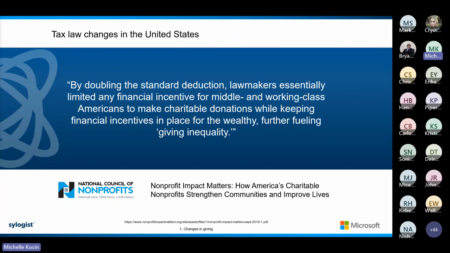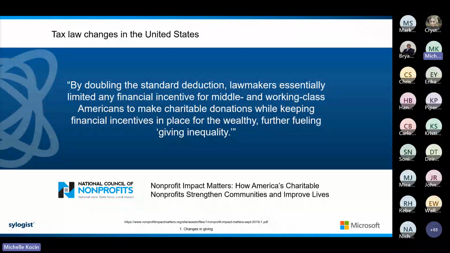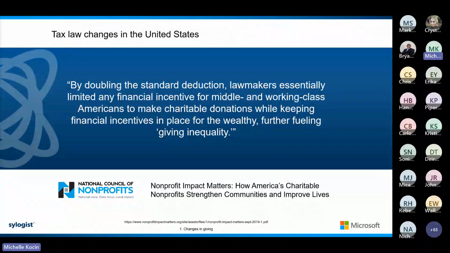And according to the National Council of Nonprofits, that's creating something they call giving inequity. The most donations come from the higher income donors, but the middle and working class are definitely an important demographic that you want to have a way to engage with and make sure, even though there's some differences in the tax law, there's still ways for them to engage and donate.